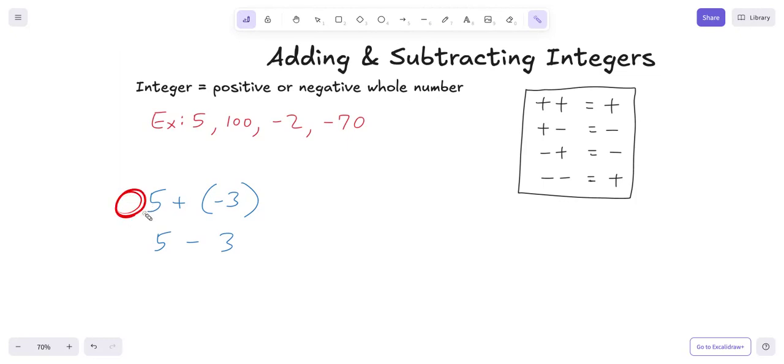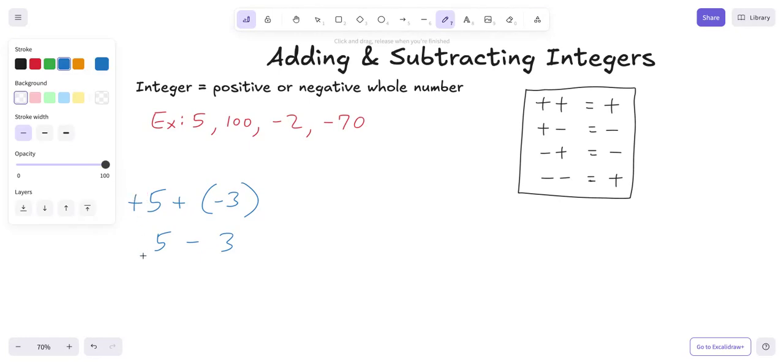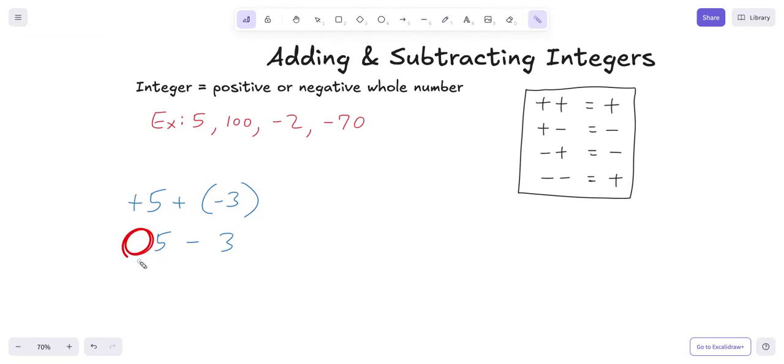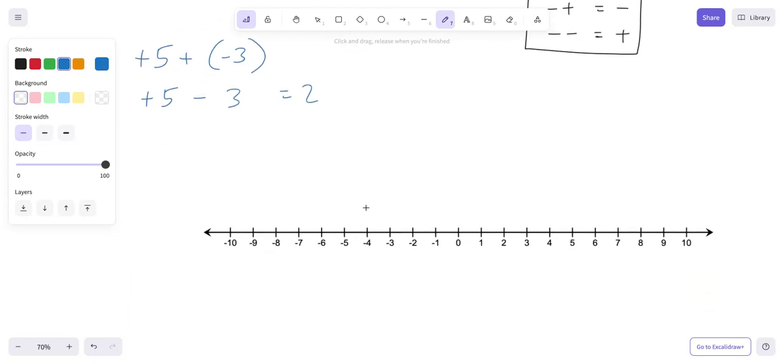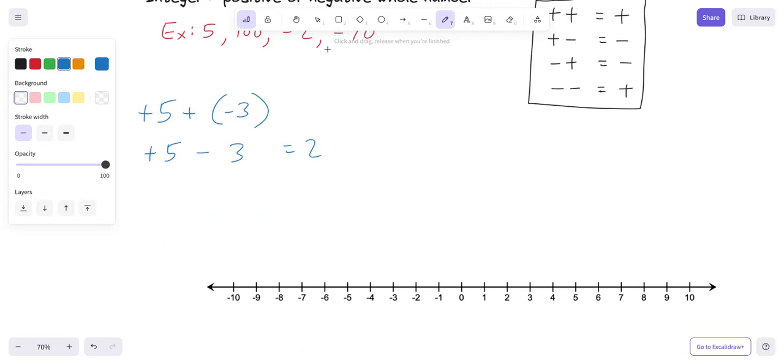There's no symbol in front of a number. When that's the case, it's assumed that it's positive. So if there's no sign in front, it's assumed to be positive. Now 5 minus 3, obviously the answer is 2, right? But if we were to use a number line, let's grab this number line.